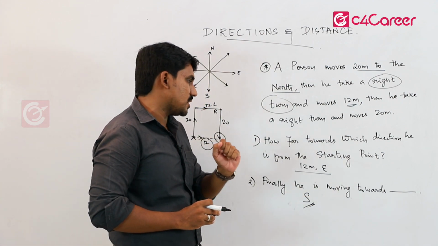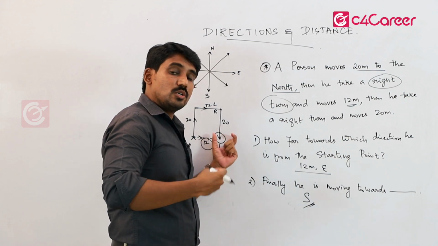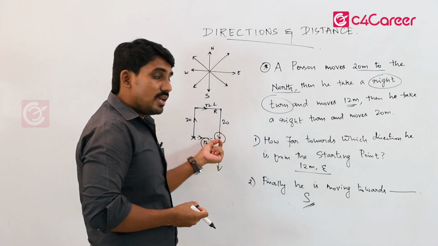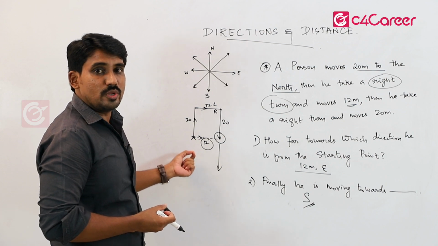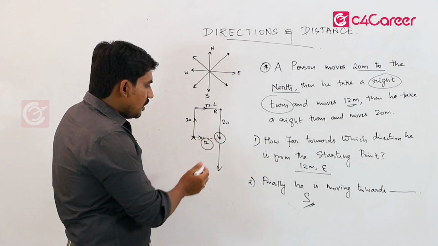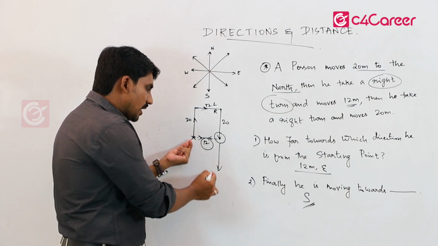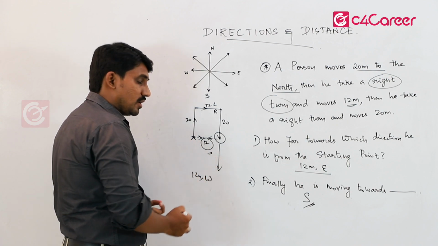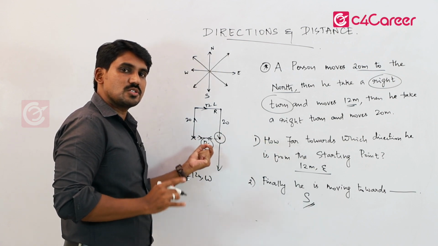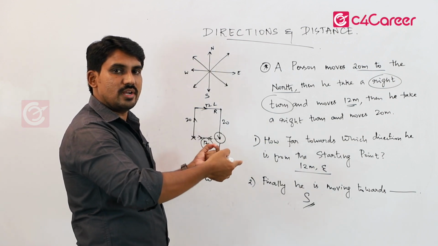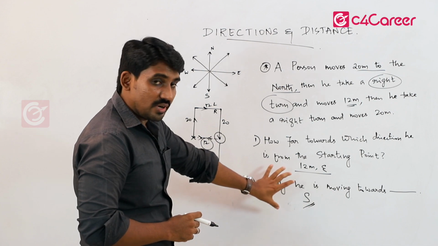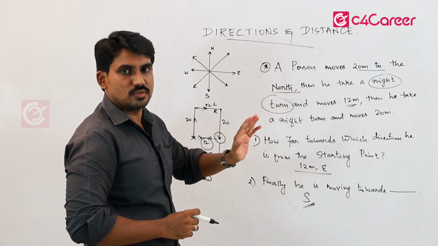Now what is the third question? How far and towards which direction does he have to move further to reach his starting point? That is, from here he has to move towards which direction? West. And what is the distance? 12 meter. So ending to starting is 12 meter to the west, starting to ending is 12 meter to the east, and finally he is looking towards south.